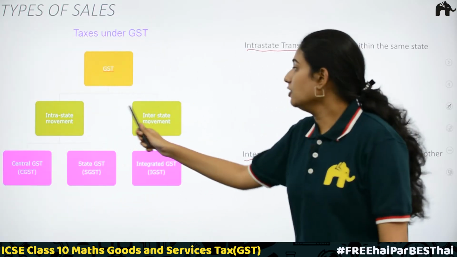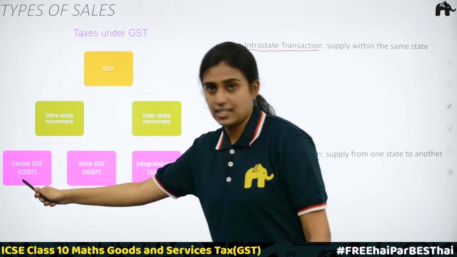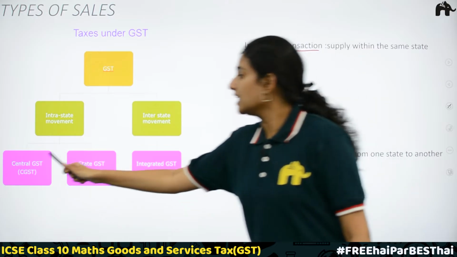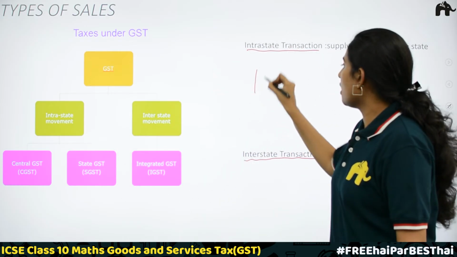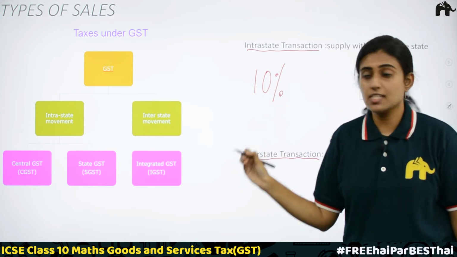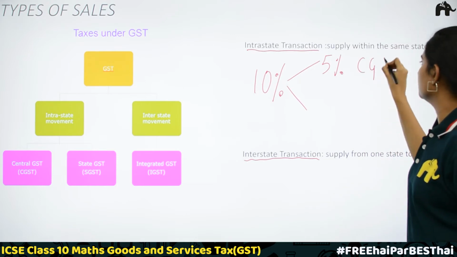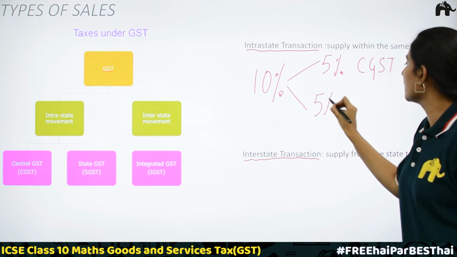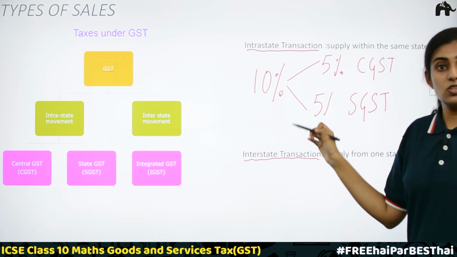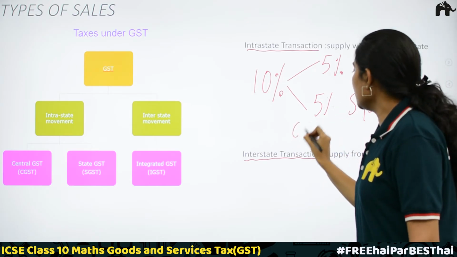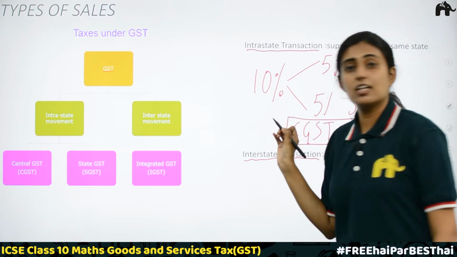Now, when you take this intrastate movement or intrastate transaction, there are two types of GST that you need to pay. First is the central GST or CGST. Second is the state GST or SGST. Central GST goes to the central government and state GST goes to the state government. Clear? For example, you are paying a tax of 10%. The rate of tax is 10%. In this 10%, half of 10%, that is 5%, will be CGST. And the remaining 5% will be SGST. That is, 5% will go to the central government. The remaining 5% will go to the state government. Do remember one more thing. CGST and SGST are always equal. Once you calculate the CGST, the same is your SGST.